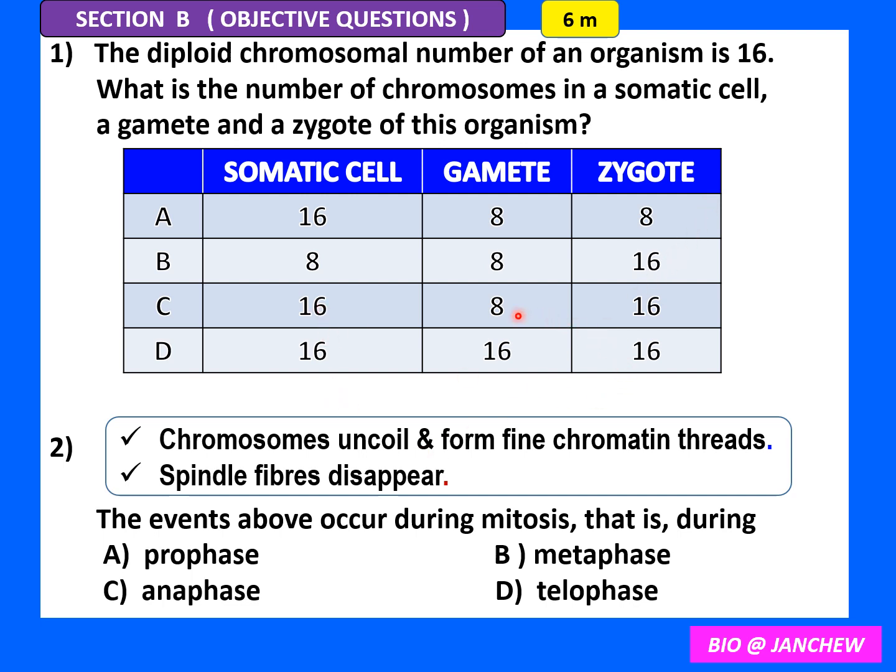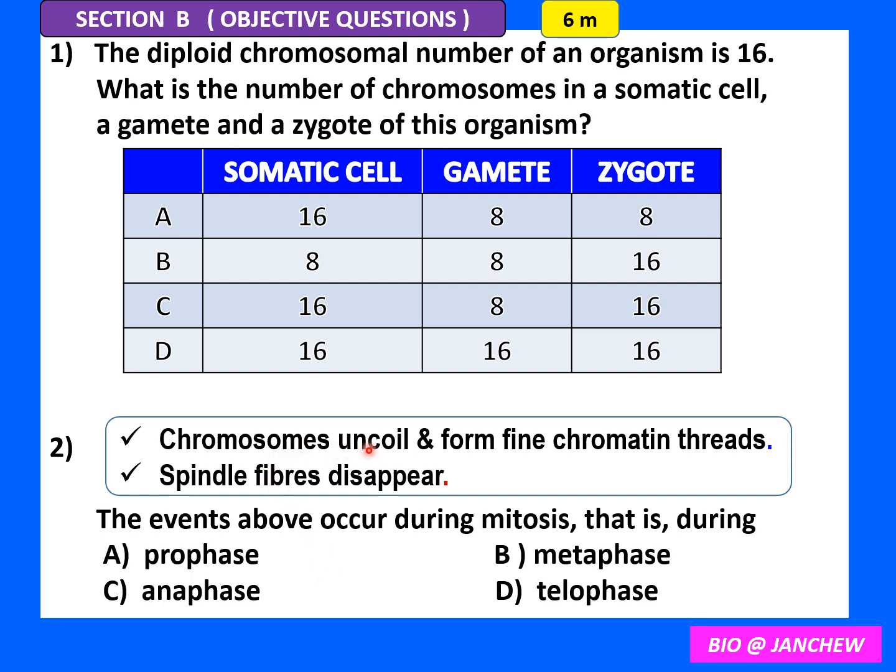Gamete is a haploid cell with only half the number of chromosomes in the diploid cell. Now for number 2, chromosomes uncoil and form fine chromatin threads. Spindle fibers disappear. Okay, the events above occur during mitosis, that is during which phase?